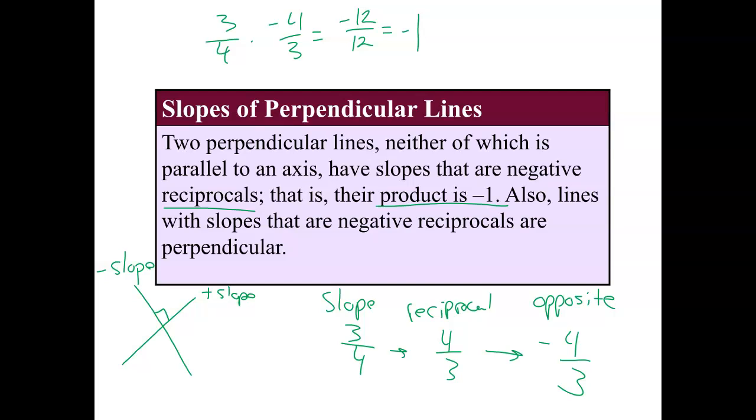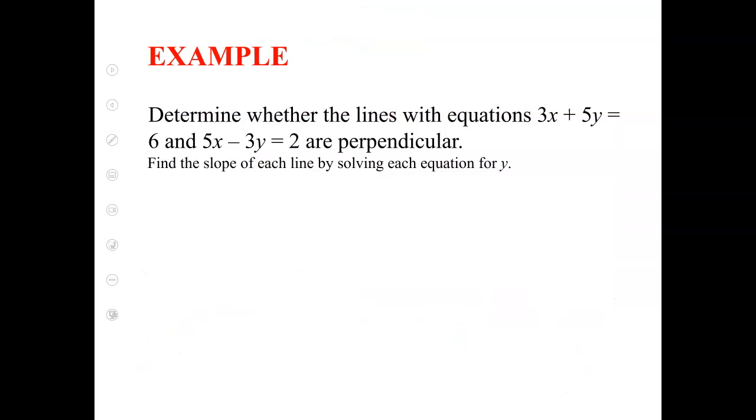We have to know what the slope is. So if we're given 2 points, slope formula. If we're given an equation, slope-intercept form. Get 3x plus 5y equals 6 in the slope-intercept form.